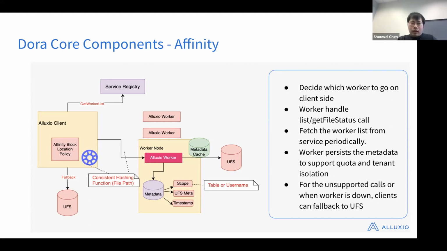Actually, we decide on the client side which worker we want to get the data from. The client will just directly talk with the Alluxio worker and get the data back. If you think about RPC calls, it saves at least 2 to 3 RPC calls to the master, and also saves the master from becoming the single point of performance bottleneck for your system. So in this kind of architecture, we really can achieve very good performance.